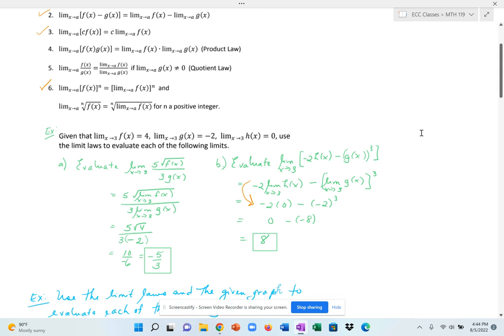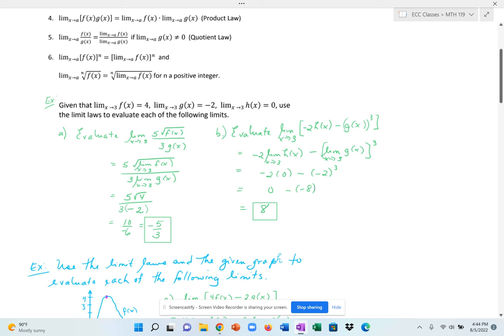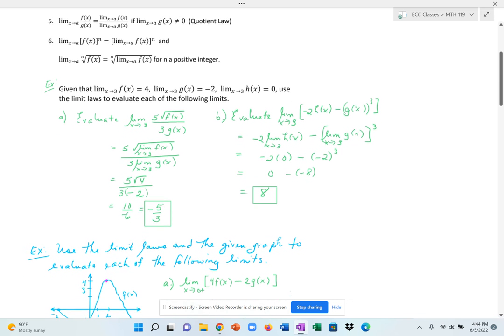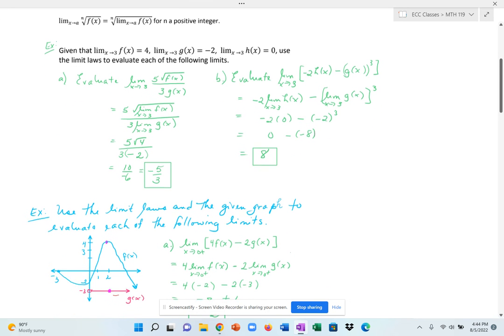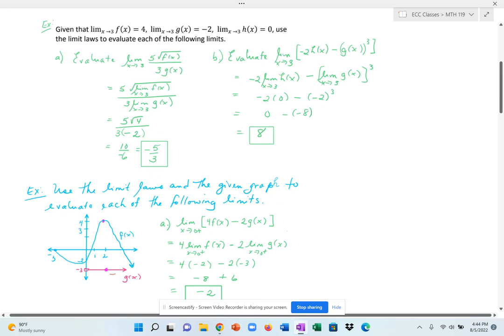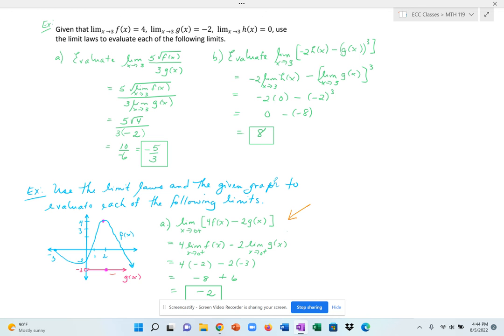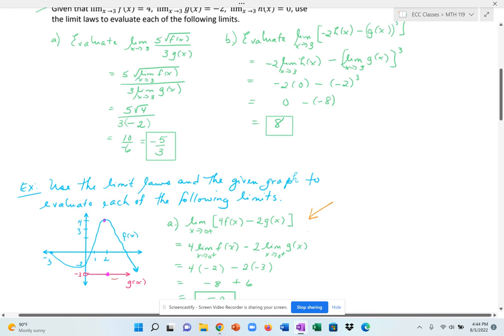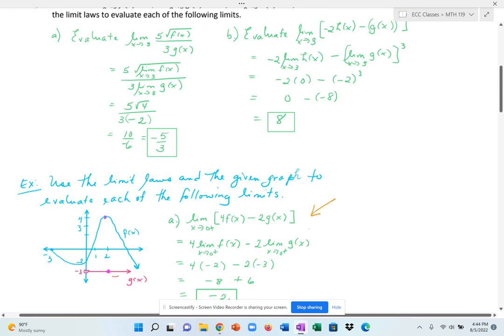Okay, so that was 2 examples of how we used several limit laws in order to evaluate this limit. So here we're going to use the limit laws and the given graph to evaluate each of the following. So we want to evaluate the limit as x approaches 0 from the right of 4 times f of x minus 2 times g of x.